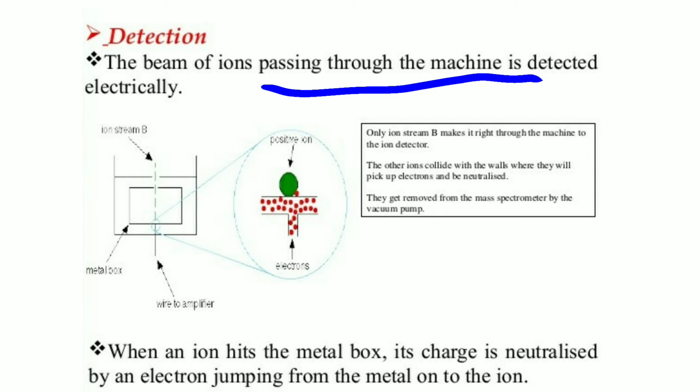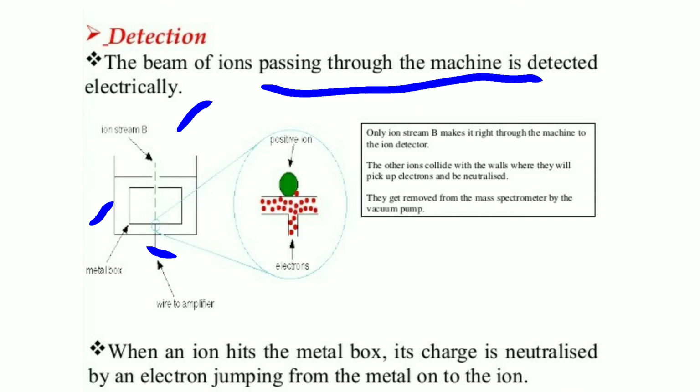passing through a machine is detected electrically. This is the detection chamber, where these are the different beams. This is the ion stream beam, which is present in the metallic box, and this is the wire of the amplifier, where we amplify the positive ion signal. Let me explain how it is detected.